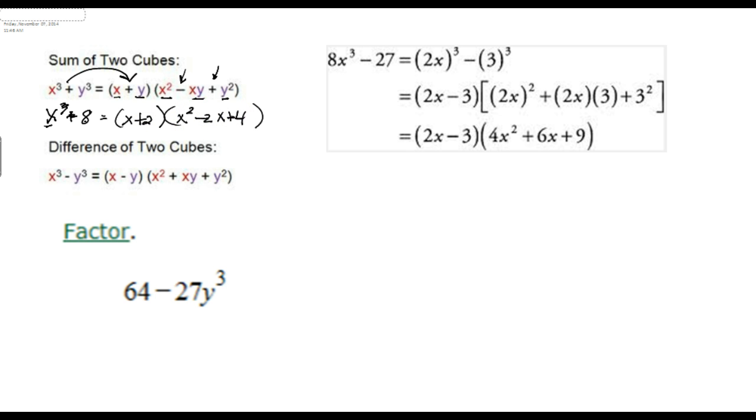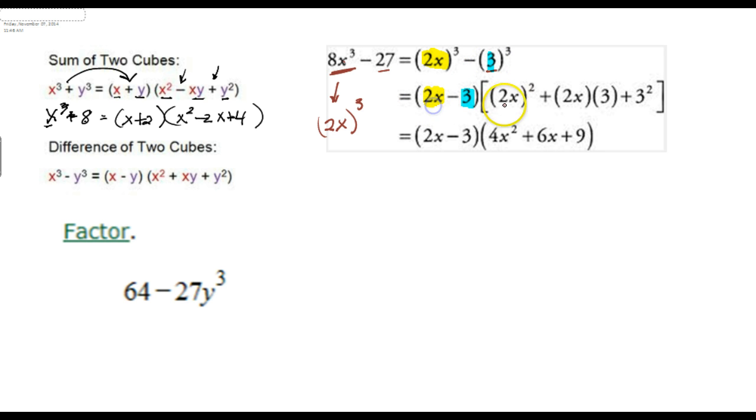Here's another example. Notice that if they give you 8x cubed, your first goal is to come up with some number that's being cubed. So you have to think about what the bases are. So 2 cubed is 8, and x cubed is the x cubed, and of course the base for 27 is 3.